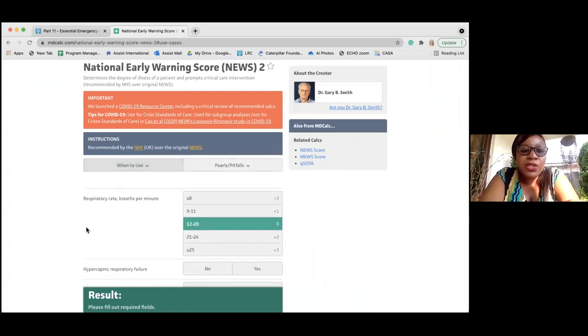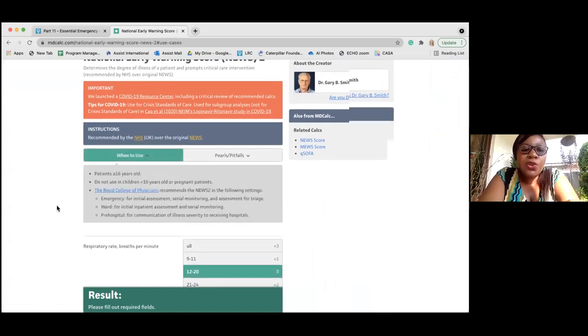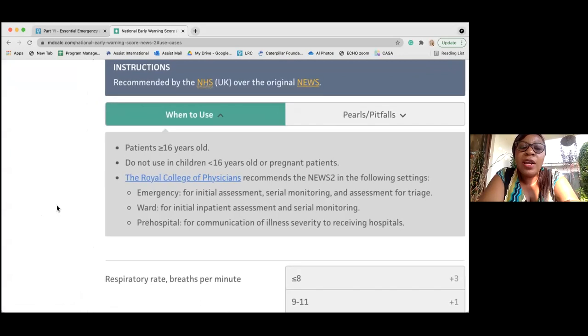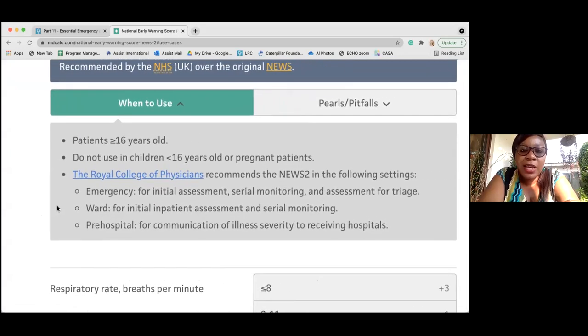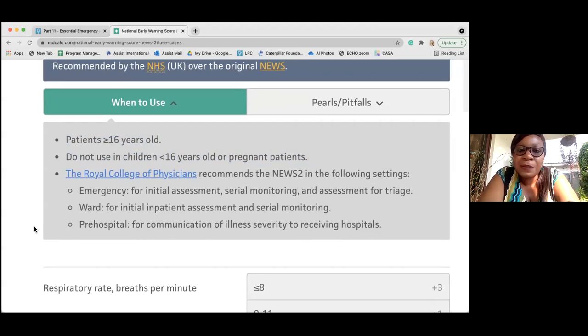When do you use this tool? You want to use it in your non-obstetric adults. So you're looking at patients who are not pregnant and are above 16 years old. It has not been validated for use in children below the age of 16. And we are very cautious of using such a score in patients with autonomic dysfunction, such as patients with spinal cord injuries, due to the autonomic instability.